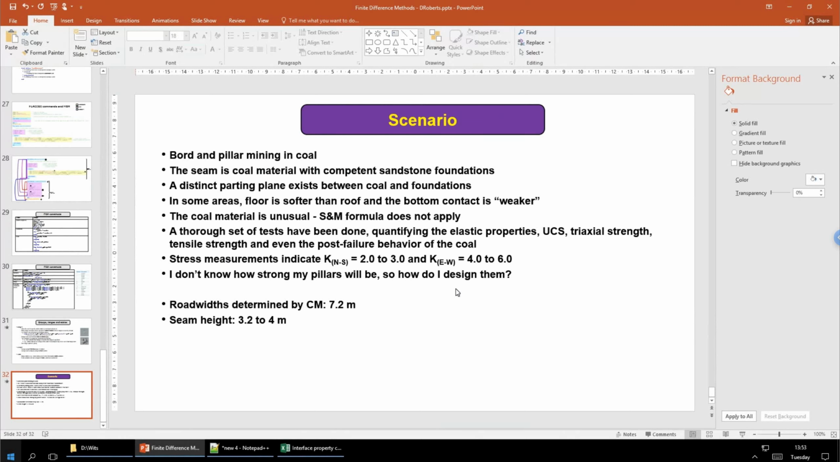Some things are always fixed in coal mines, of course: the road widths are determined by the CM, continuous miner, dimensions. We'll keep that at 7.2. Everything we're going to do in terms of this model is going to be expressed in variables, so we can change all of this stuff. I am going to allow for rectangular pillars, so the sizes can differ in X and Y, and then I've included a range of seam heights there as well.